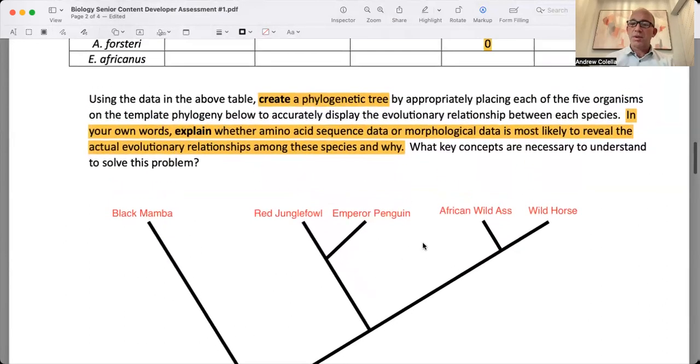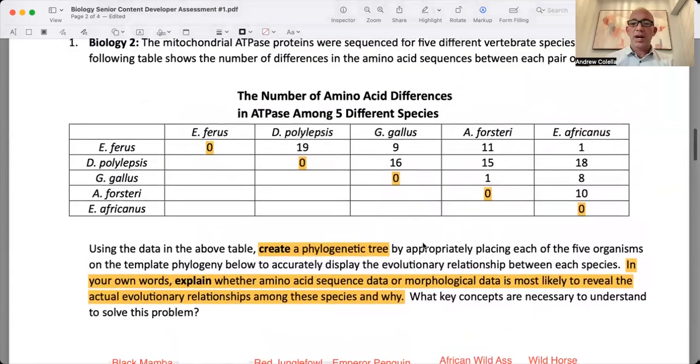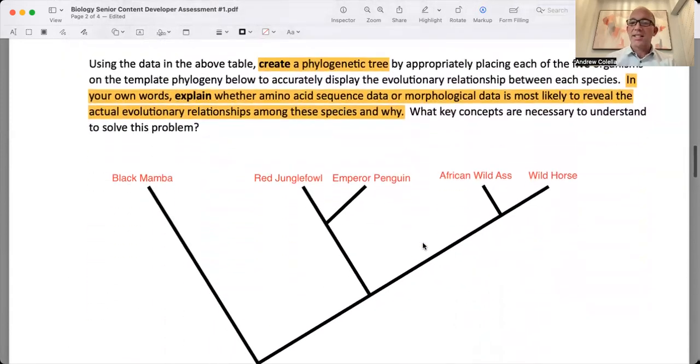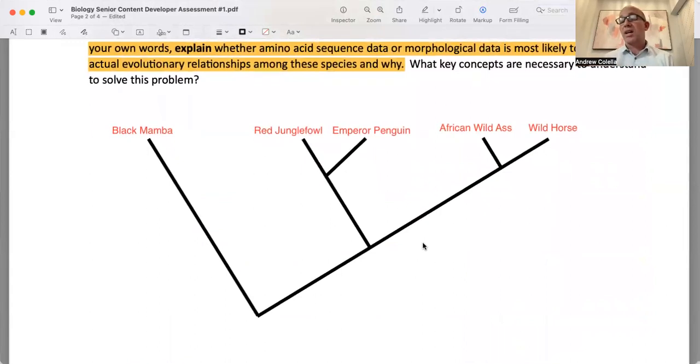And then what key concepts are necessary to understand this and to solve this problem? I think the big concept, there's lots of things along the way, like understanding proteins and understanding enzymes and understanding morphology. But the big concept down here is this idea of the common ancestor. This idea is that at some point in evolutionary history, species diverged. The longer ago that divergence was, the greater the differences will be in their proteins, in their amino acids, ultimately in their DNA, in their genetic material.